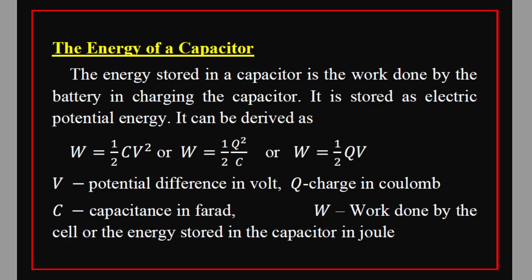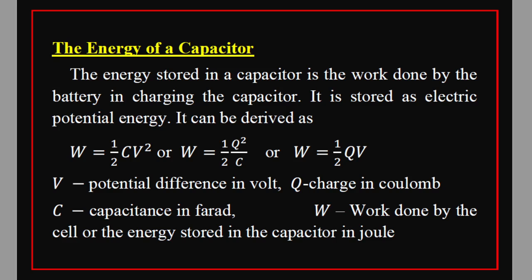So the energy stored in a capacitor is the amount of work done by the battery in charging the capacitor. ഒരു കപ്പാസിറ്റർ ചാർജ് ചെയ്യണമെന്നുണ്ടെങ്കിൽ ഒരു ബാറ്ററി നിങ്ങൾ കണക്ട് ചെയ്യണം. അപ്പോൾ ബാറ്ററി ചെയ്യുന്ന വർക്കാണ് കപ്പാസിറ്ററിൽ ഒരു എനർജി എന്ന രീതിയിൽ സ്റ്റോർ ചെയ്ത് വരുന്നത്. Because energy can never be created nor destroyed.